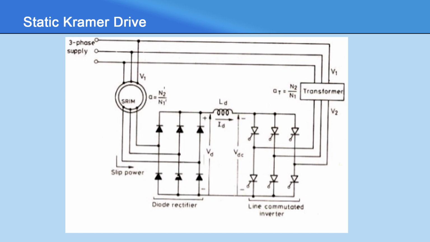Inductor Ld smooths the ripples in the rectified voltage V. This voltage V is then converted to AC voltage at line frequency by a line commutated inverter. As the power flow is from the rotor circuit to the supply, the static Kramer drive offers a constant torque drive. As stated before, this scheme offers speed control below synchronous speed only.